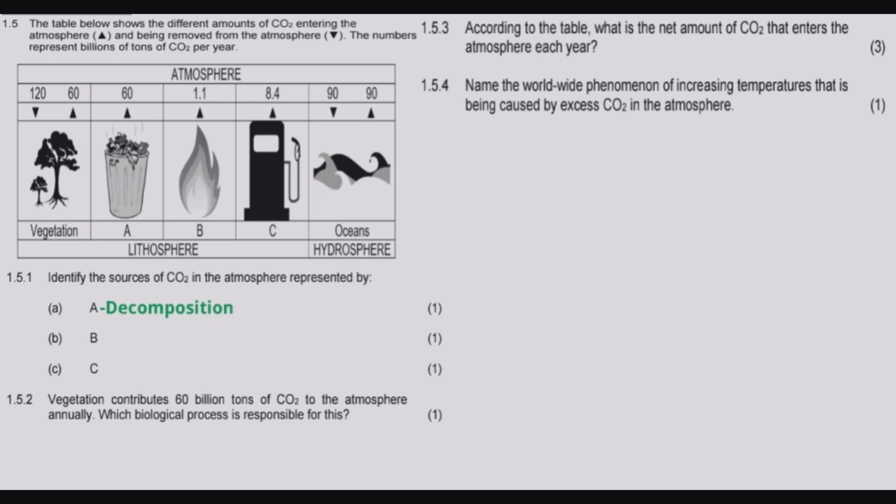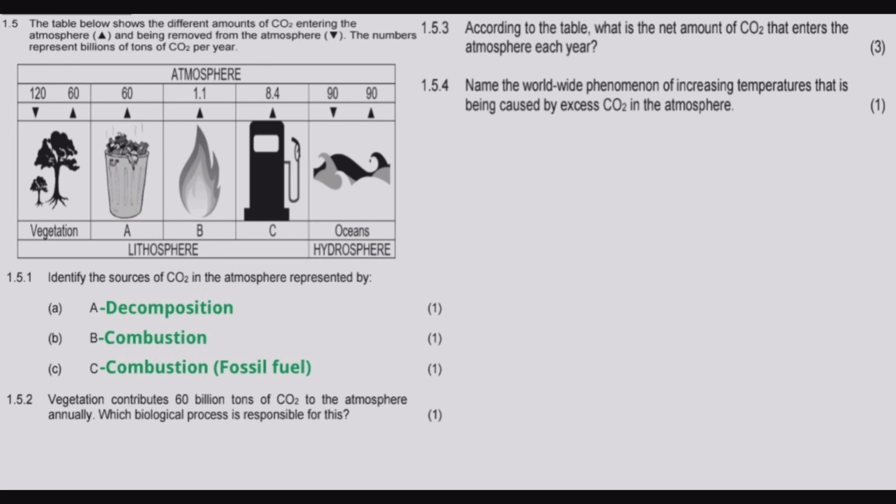What is happening here? Here is a flame, which means something is burning. So B is combustion. For C, we can see this is also combustion of fossil fuel. So here it's combustion and here it's combustion, but here it's decomposition. The combustion here produces carbon monoxide, which becomes carbon dioxide and goes into the atmosphere, and here too carbon dioxide is released into the atmosphere.